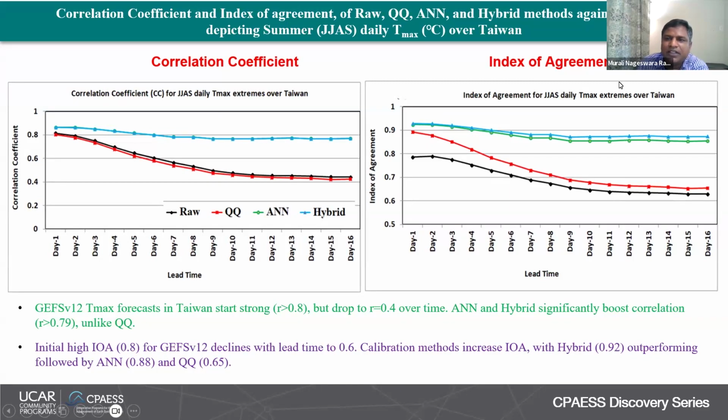And when you look at the index of agreement, a similar improvement can be observed. In the case of Quantile-Mapping, an improvement can be seen compared to the raw model products, but it is not consistent. When we compare with the hybrid method and the ANN deep learning method, there is a lot of difference, particularly in the longer lead time forecasts. So the ANN and hybrid methods show a lot of improvement, particularly at longer lead times.